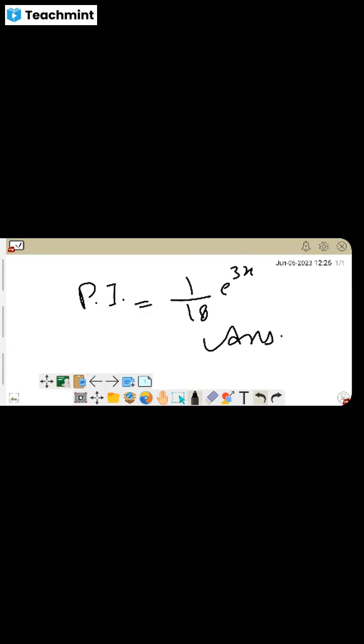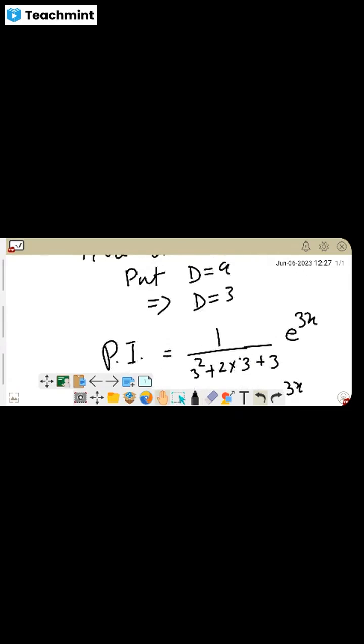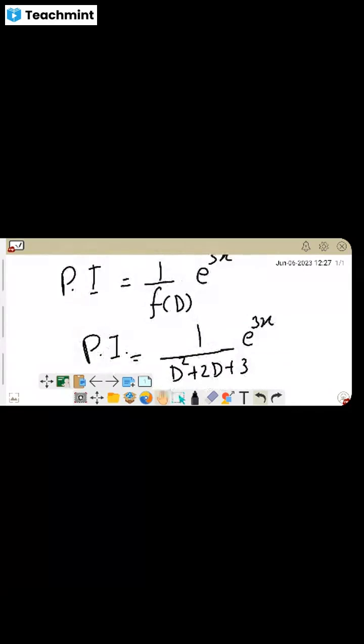Got it? Do you want to ask anything? No, ma'am, I understood. One question: the equation that you had given, the right hand side had e raised to 3x, right? If there are more questions based on this, will the right hand side always be an exponent value?